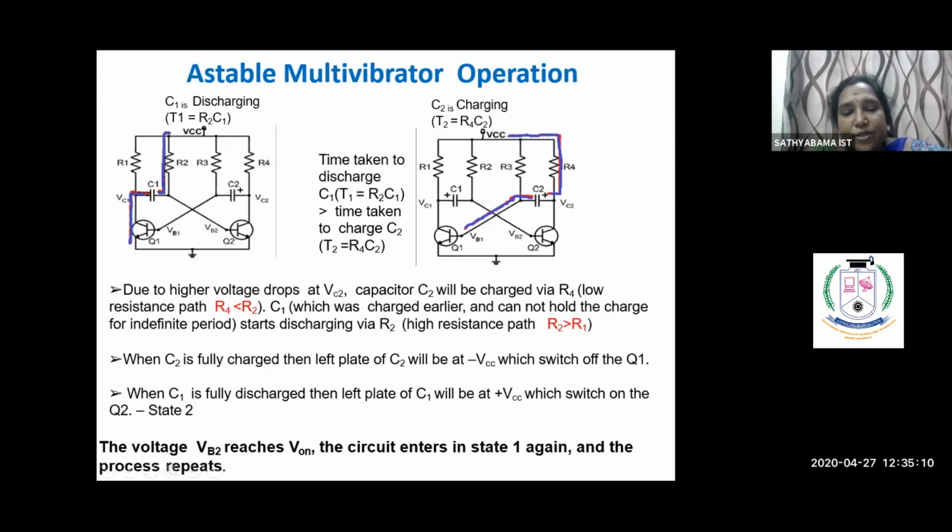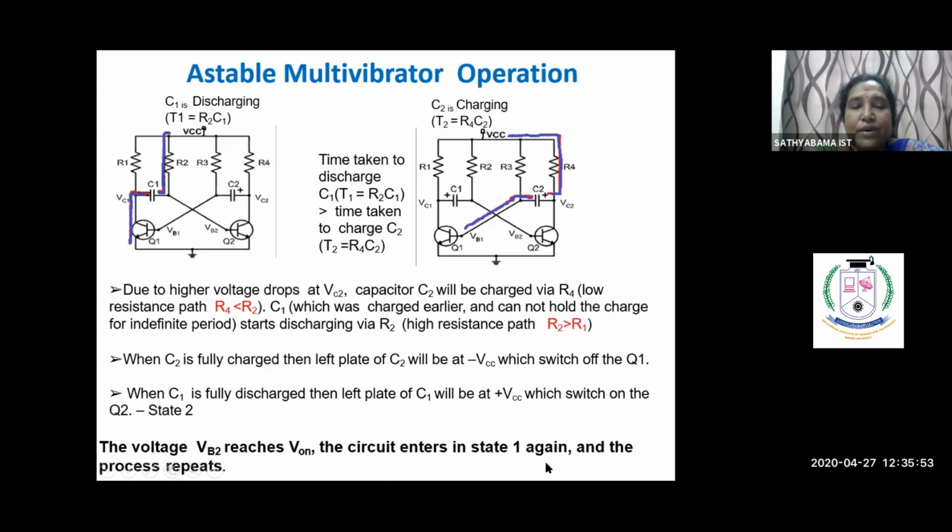So what happens when transistor Q1 switches off? As I told earlier, we also have to look at the discharging of C1 in parallel. When transistor Q1 is on, it is a short circuit from collector to emitter terminal, and C1 is fully discharged. The left plate of C1 will be plus, as you can see in the diagram. So the plus VCC supply is given directly to the emitter terminal of Q2, then transistor Q2 is in the on condition.